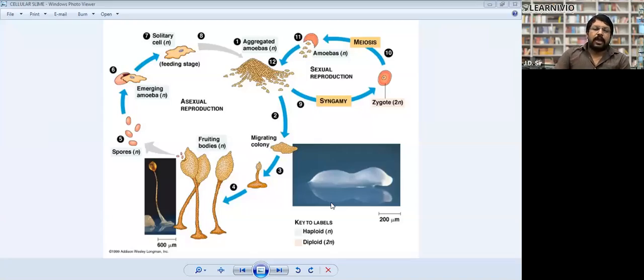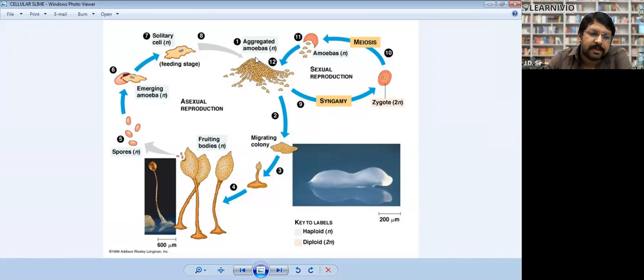Take a screenshot of the structure of the slime mold, and let me tell you some more characteristics. I will show you one more diagram. You need not cram it, what I am showing you, but I want to make you aware of their characteristics in depth. The seventh one here is the solitary cell, a single cell of the slime mold.